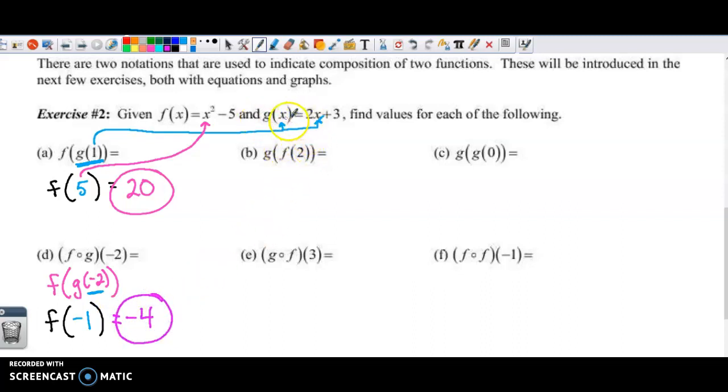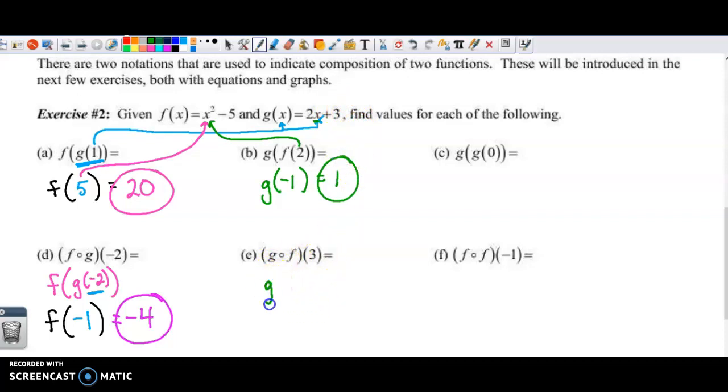So try some of these on your own. Feel free to pause the video at any point and see if you get a different answer. F of 2, so go to the f function first, because inside the parentheses, f is the closest. So 2 squared would be 4, minus 5 would be -1. And now do g of -1. So we're going to this function. 2 times -1, -2, plus 3 would give me 1.